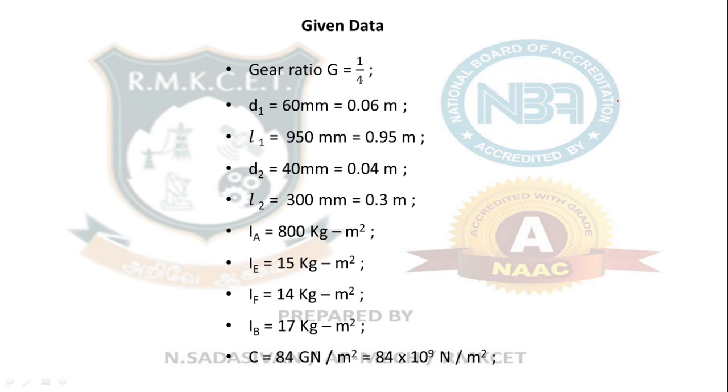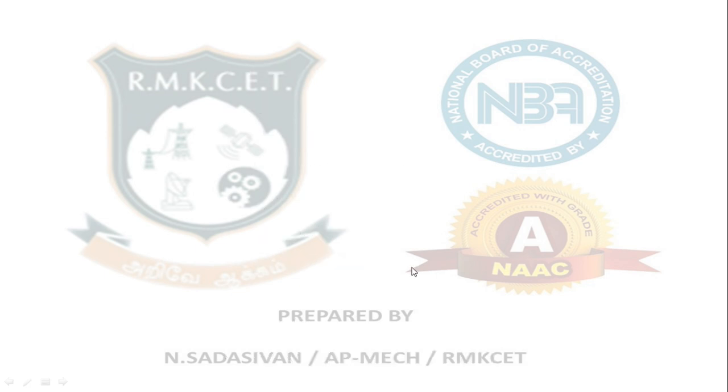So D1 from the engine to the gear is 60 millimeter. The length of that portion is 0.95 meter. D2 is 40 millimeter. The length of that portion is 300. So this is your engine flywheel moment of inertia, driving gear moment of inertia, driven gear moment of inertia, and your centrifugal pump impeller moment of inertia, modulus of rigidity. All the things are given to you.